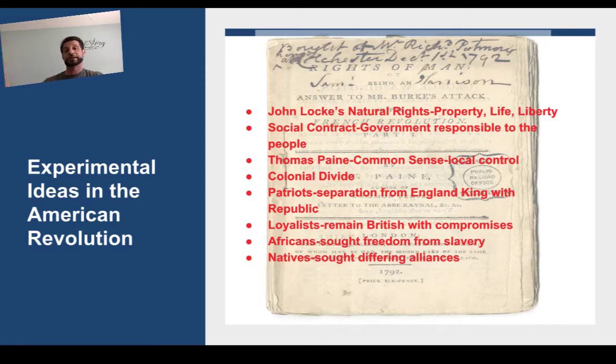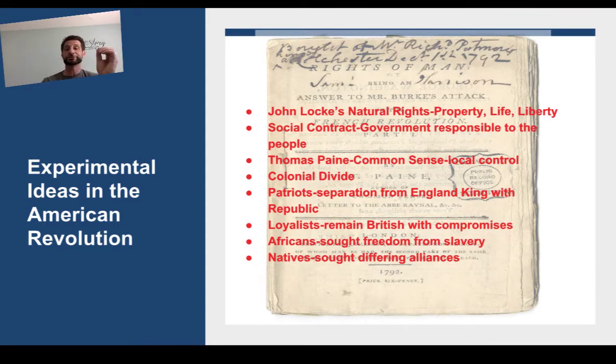John Locke's belief in natural rights. Remember, that's the belief in property, life, and liberty as being these things that are inherent to who we are. That leads into the social contract, the notion that the government is responsible to protect those, which means we're no longer servants of the government. We are citizens who get to vote the government in or out based on whether or not they protect our rights. And then Thomas Paine.